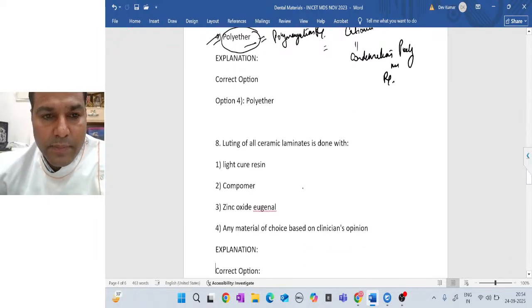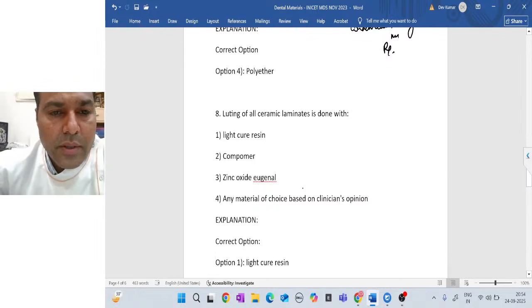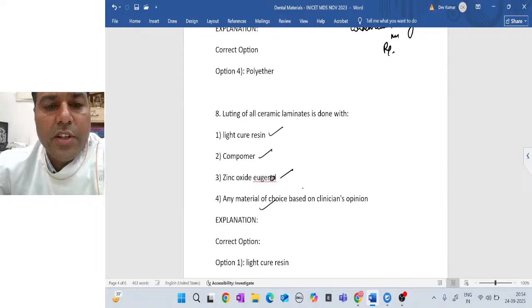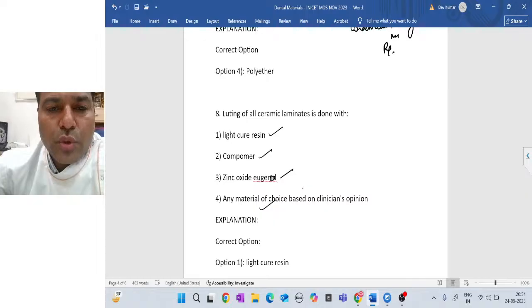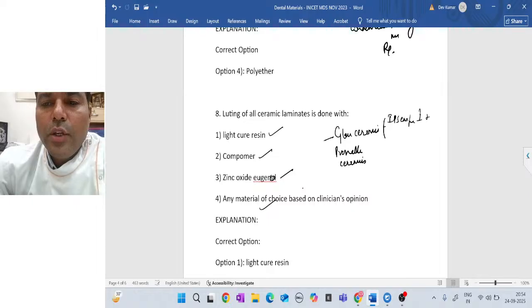Okay, next question. Luting of all ceramic laminates is done with the help of light cure, resin cement, compomer, zinc oxide eugenol, and any material of choice. We all know, remember this, that normally our laminates are made up of glass ceramics. We call them IPS, or these are pressable ceramics, no? So IPS Empress 1 and 2.